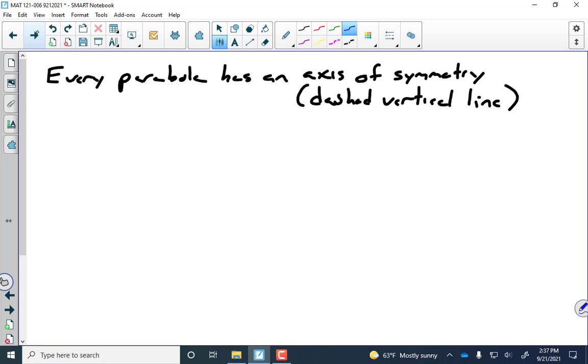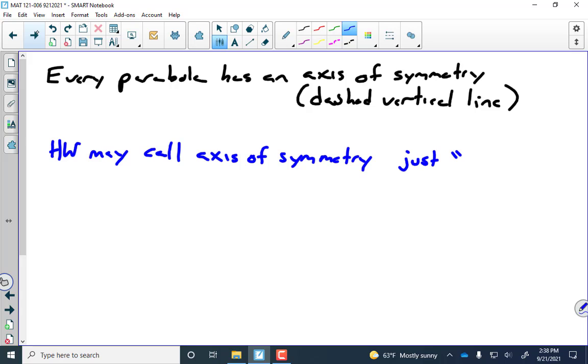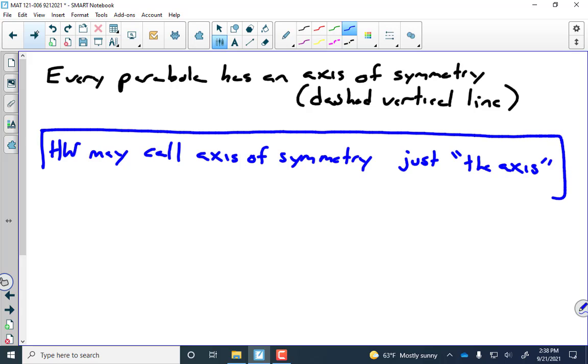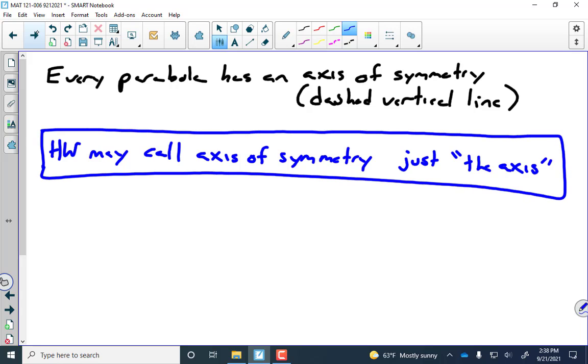Now, class, little side note for everyone here. The homework may call the axis of symmetry just the axis. So if you're doing the homework problems, everyone, and they say, tell me about the axis, they're actually talking about the axis of symmetry. I saw that in a couple of homework problems. I don't know if they fixed that yet. So axis of symmetry and what the homework calls the axis are the same thing. Don't let that mess you up when you're doing your homework.